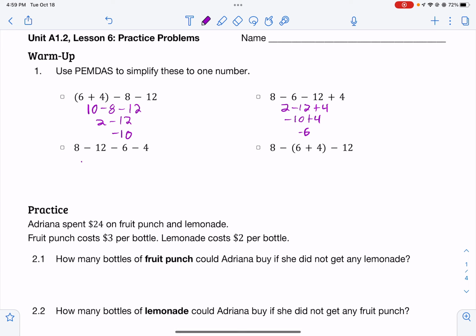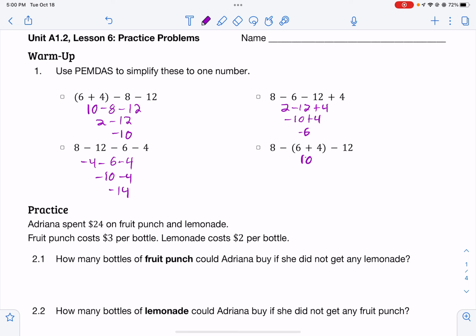All right, 8 minus 12, that gives us negative 4. Minus 6 minus 4. We'll deal with this part now. Negative 4 minus 6 is negative 10 minus 4. And then we have negative 10 minus 4, which is negative 14.